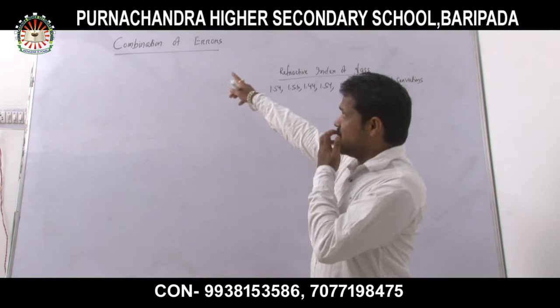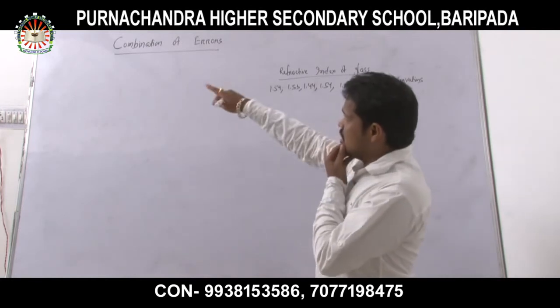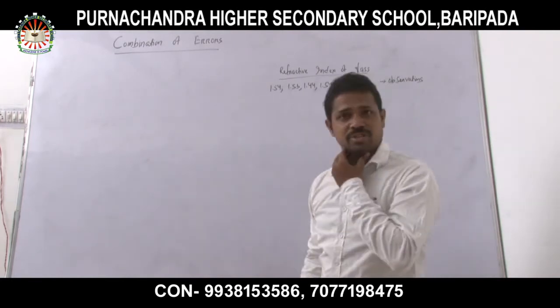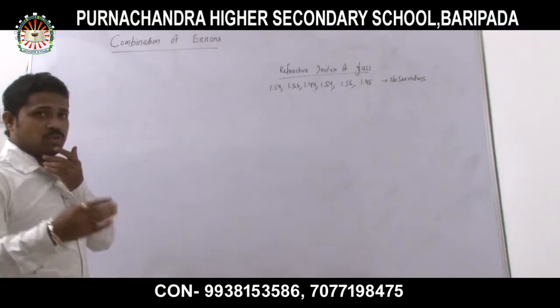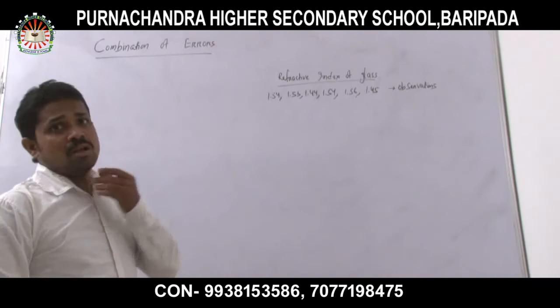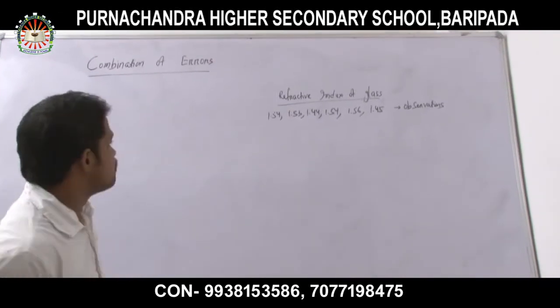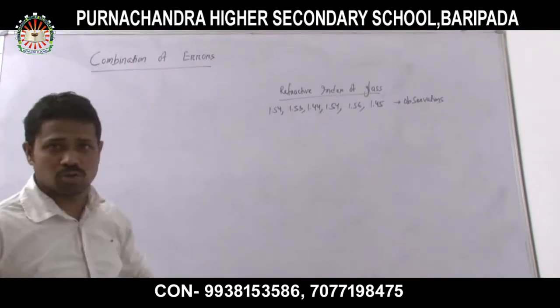Then we are moving into a new section of error, that is the combination of errors. Let us solve a problem first on random errors, the process we have discussed in the previous class. So in this class we are discussing how to solve a problem.